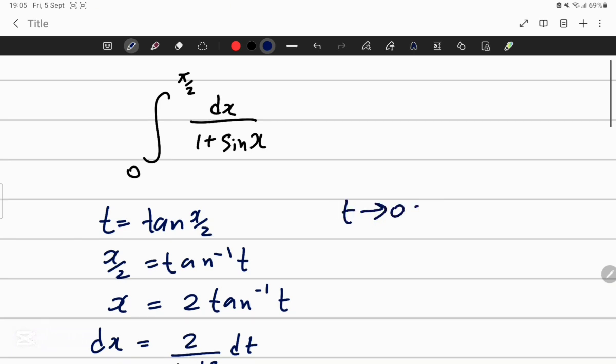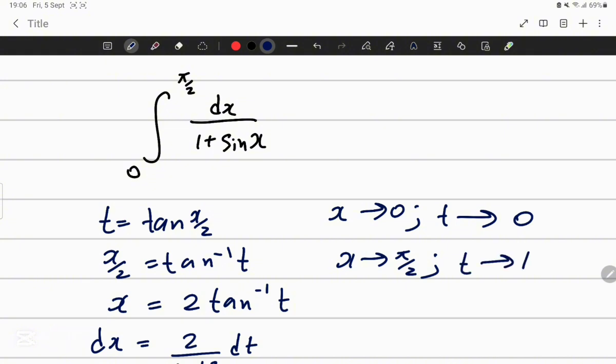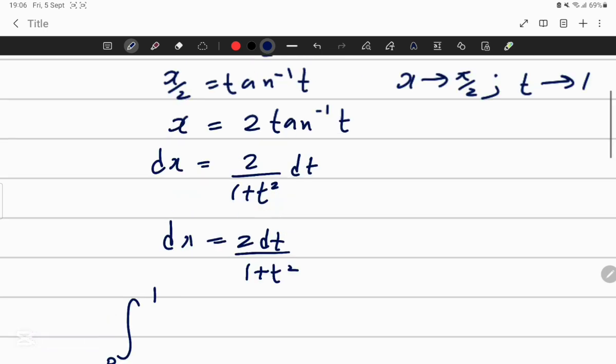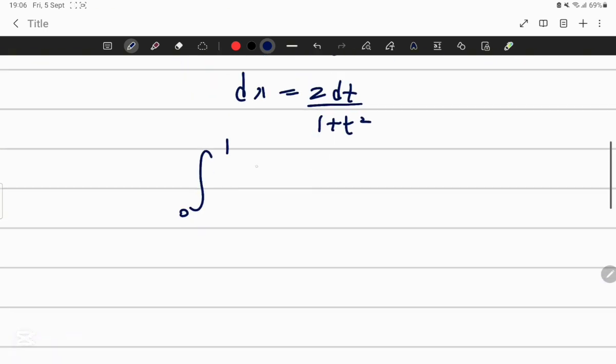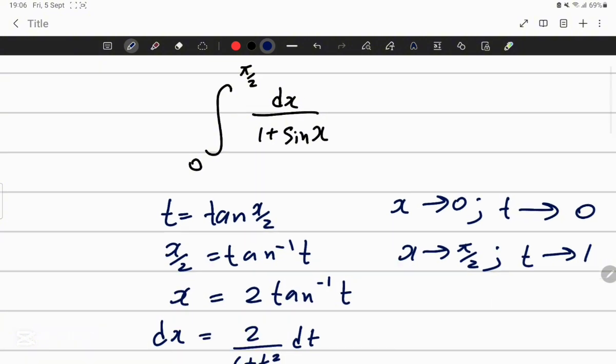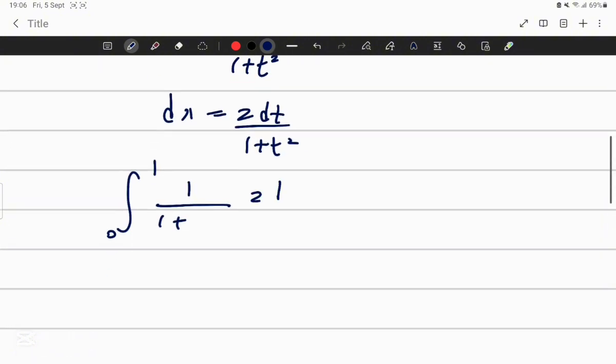When x approaches 0, t approaches 0, right? When x goes to pi over 2, this is tan pi over 4, which is 1, right? T is going to 1. So the integral is now 0 to 1, 1 over 1 plus sin x. Okay, let's write it later. dx is 2 dt over 1 plus t square.